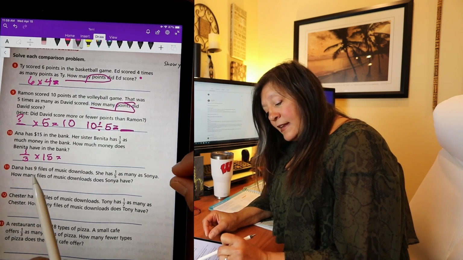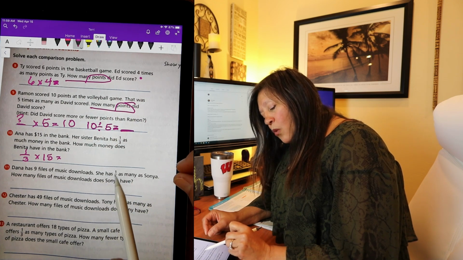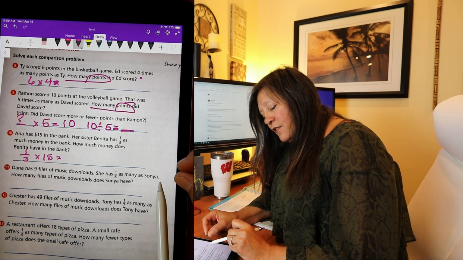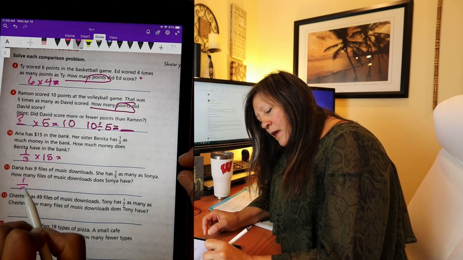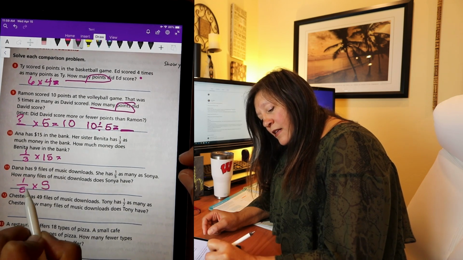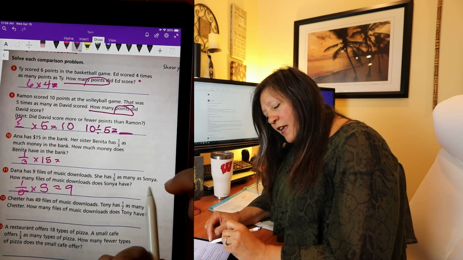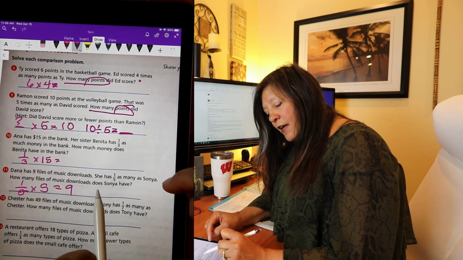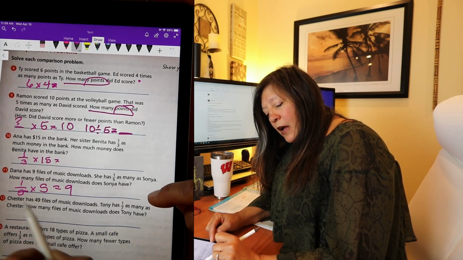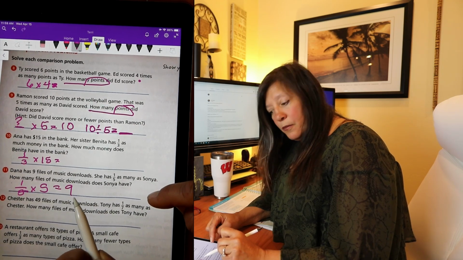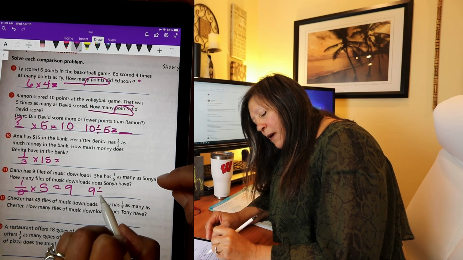Number 11, Dana has 9 files of music downloads. She has 1/5 as many as Sonia. So 1/5 of Sonia is 9. Okay, she has 1/5 as many as Sonia, but we don't know Sonia's. How many files of download does Sonia have? So when you're solving for an unknown factor, you take your answer here and divide it. So you're going to take the 9 divided by 1/5.